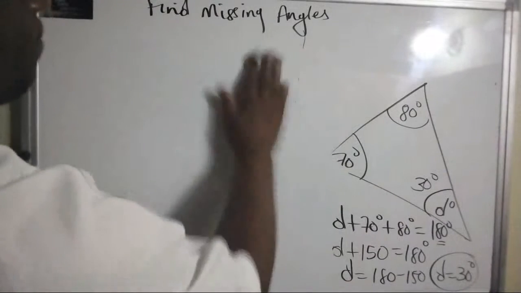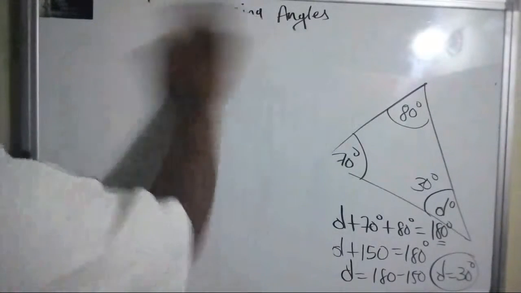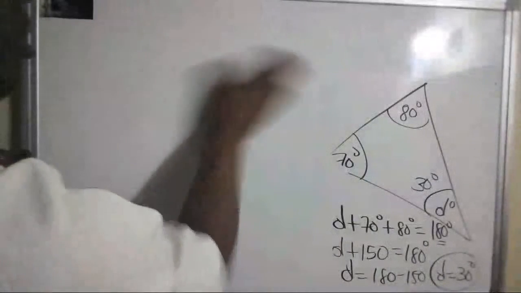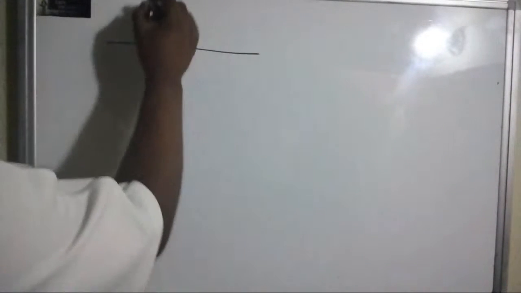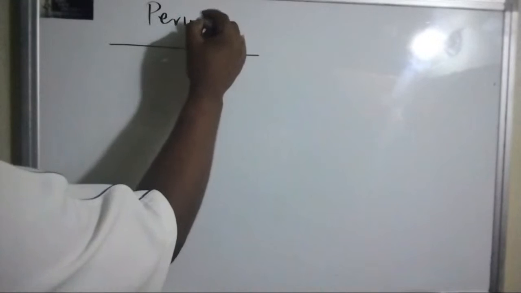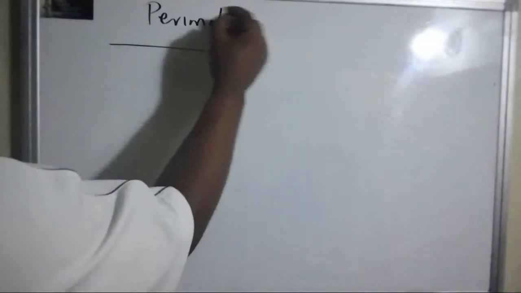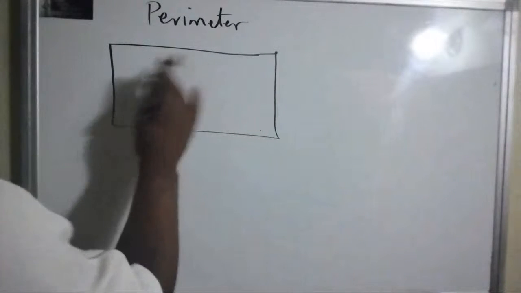Alright? So we look at angles. We're going to be looking at perimeter. And who can type in and say what is a perimeter? What is meant by the word perimeter? So we're just testing knowledge.